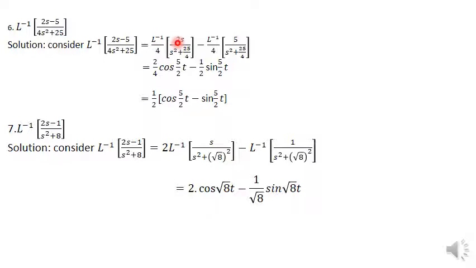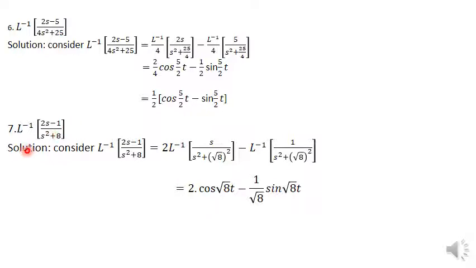Now L inverse of s divided by s square plus 25 by 4, 25 by 4 means 5 by 2 whole square, that is cos 5 by 2 t, minus L inverse of 1 over, you take 5 outside, that is 5 by 4 here, L inverse of 1 over s square plus 25 by 4 is sin 5 by 2 t divided by 5 by 2, right. That 2 goes to the numerator, 5 gets cancelled, and 2 one time gets cancelled, you get half here. Finally you take half outside, that is half of cos 5 by 2 t minus sin of 5 by 2 t.